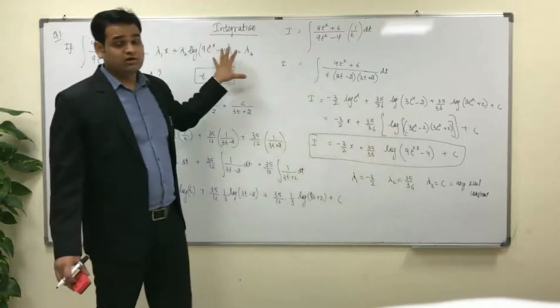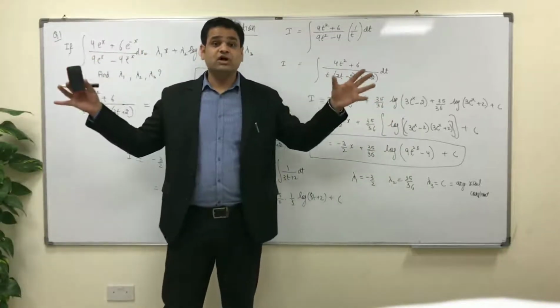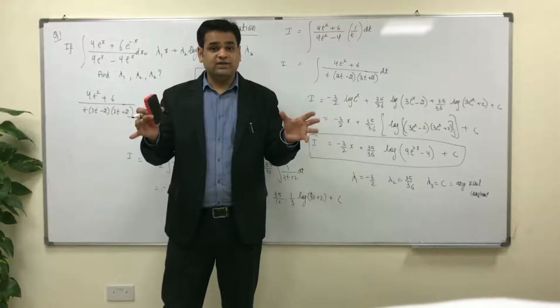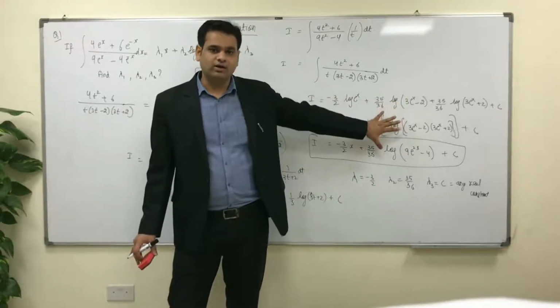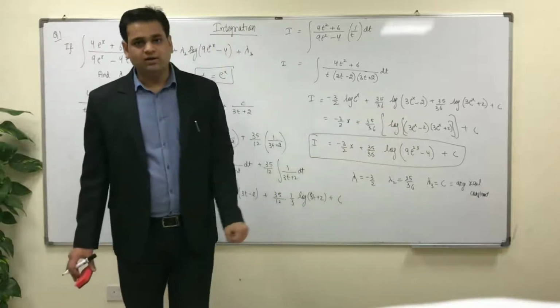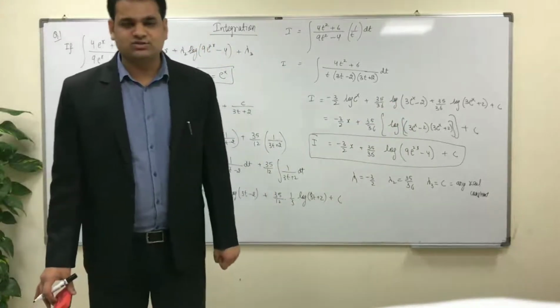So in this particular question of IIT JEE, if you see, we have mixed 3-4 concepts of the integration chapter: substitution, partial fraction, and then at the end logarithm properties. I hope this is clear to you. Perfect. We'll move to the next question.